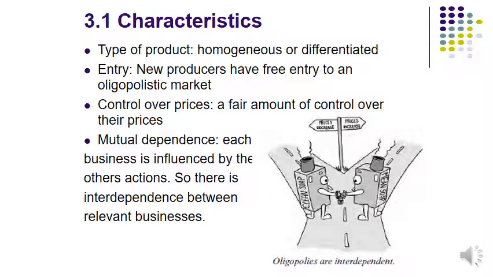Control over prices. The oligopoly firms have a fair amount of control over the prices. We discuss that in more detail over the next few slides. And then very importantly, there's mutual dependence. This is very important in the oligopoly. It's probably the most important defining characteristic of oligopolies, that they are mutually dependent, meaning they all look to each other before they make their decisions. So they depend on one another before they take action.